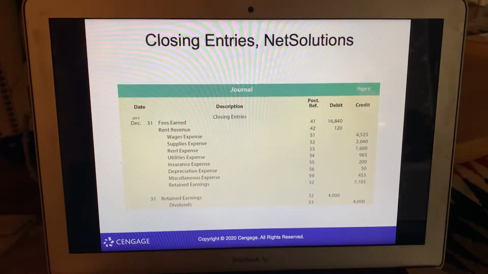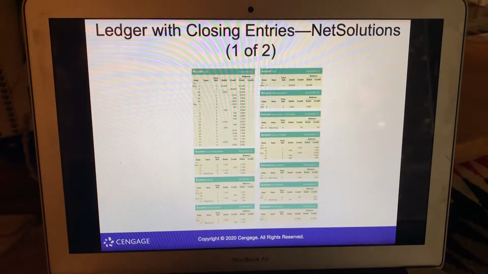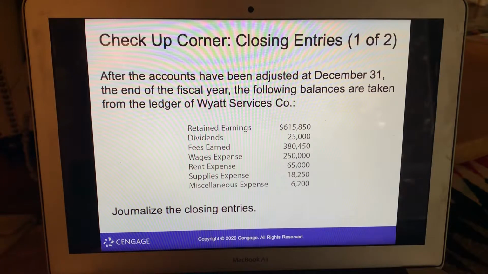And a lot of times these are called your income statement adjustments or your equity adjustments. So ledger with closing entries, this is also in the book, but this is a balance of all of the accounts. Okay, and then this is ledger with closing entries. And if you look on those, very similar to what we just did, we're closing those entries out as well. So if you zoom in on that, or you can look in your book, you can see how those work.